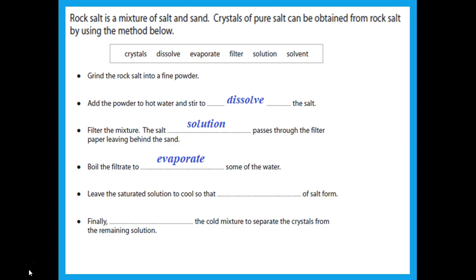Leave the saturated solution to cool so that what of salt forms? Crystals of salt. Finally, do what to the cold mixture to separate the crystals from the remaining solution? Filter to separate crystals from the solution.